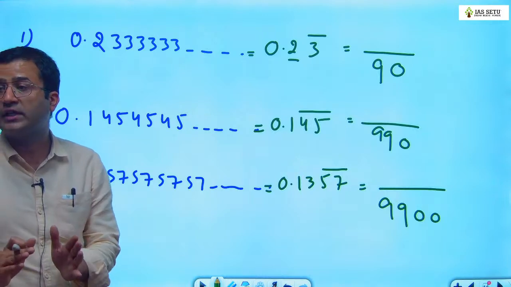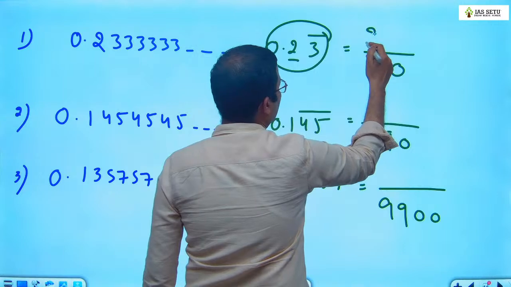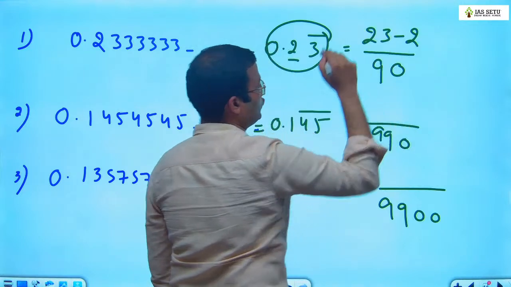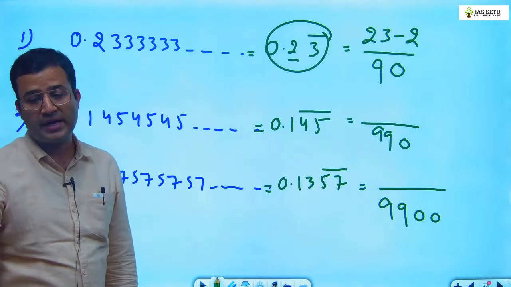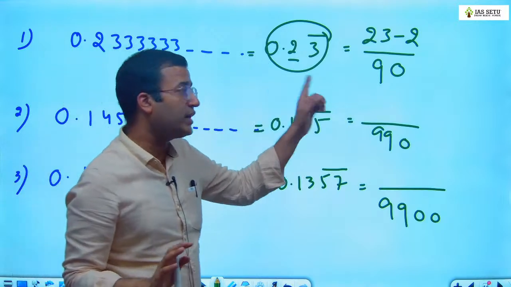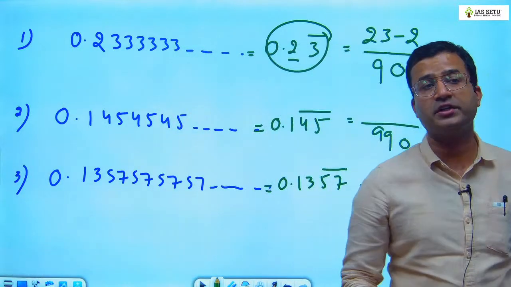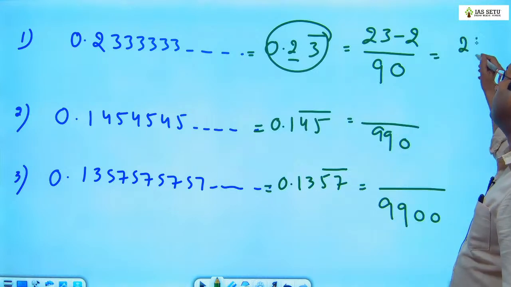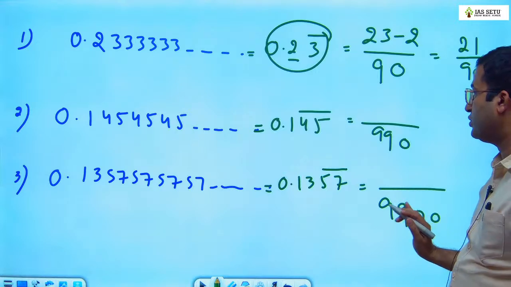Numerator is total number minus non-recurring part. Total number here is 23 minus. If any one of you by mistake wrote 23 minus 3, students make this mistake, but it is very important. Total number minus non-recurring part, 23 minus 2 is 21 by 90. You can divide by 3. You have to do that yourself.